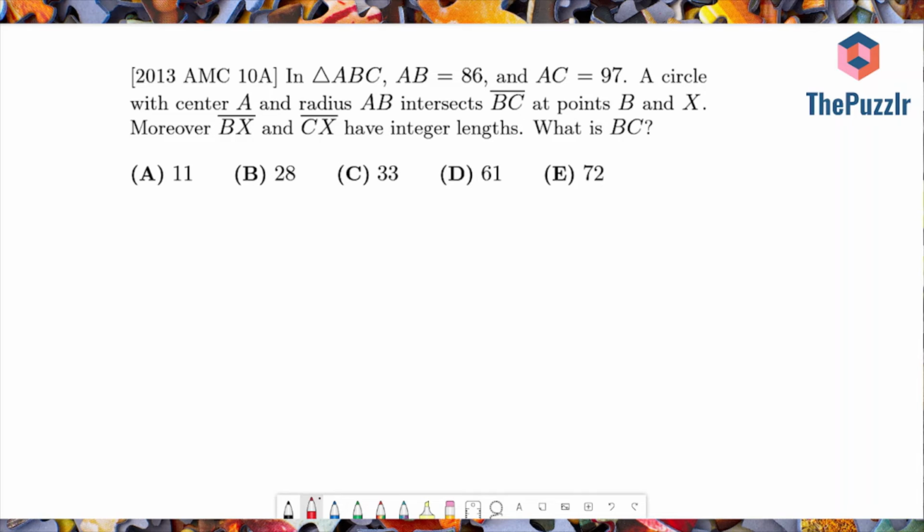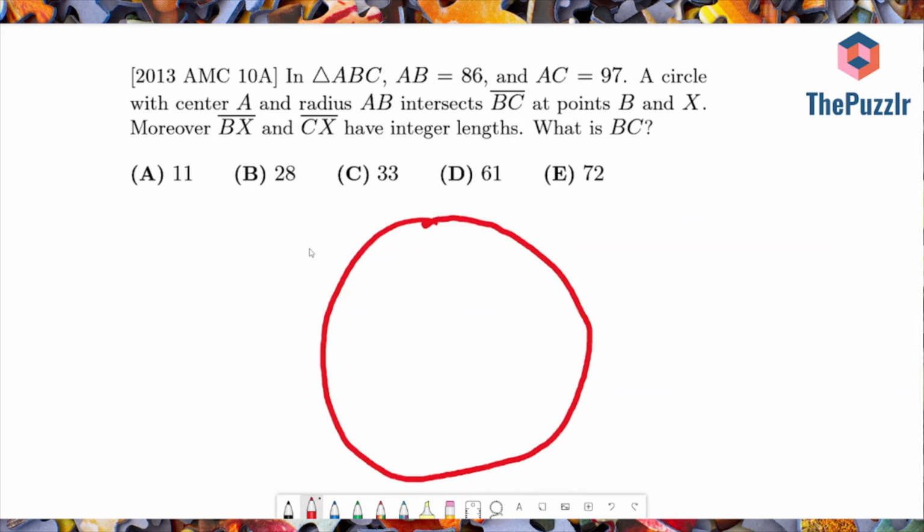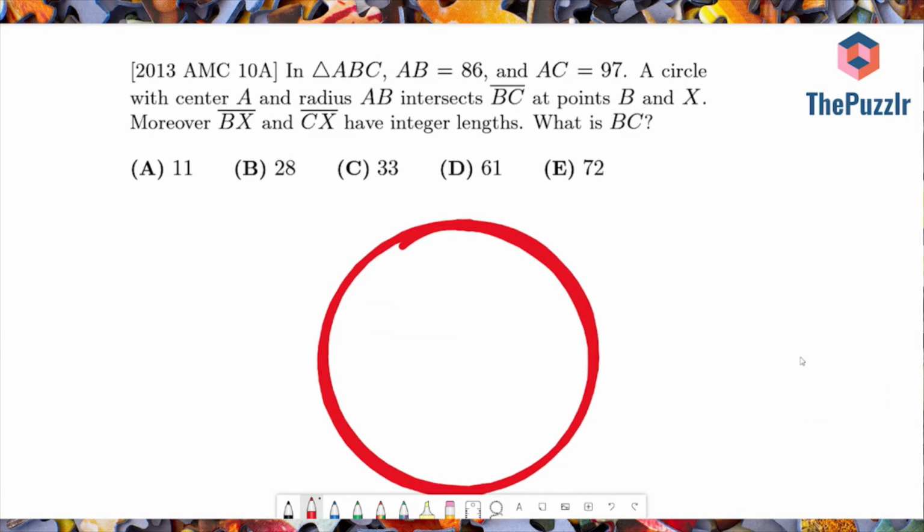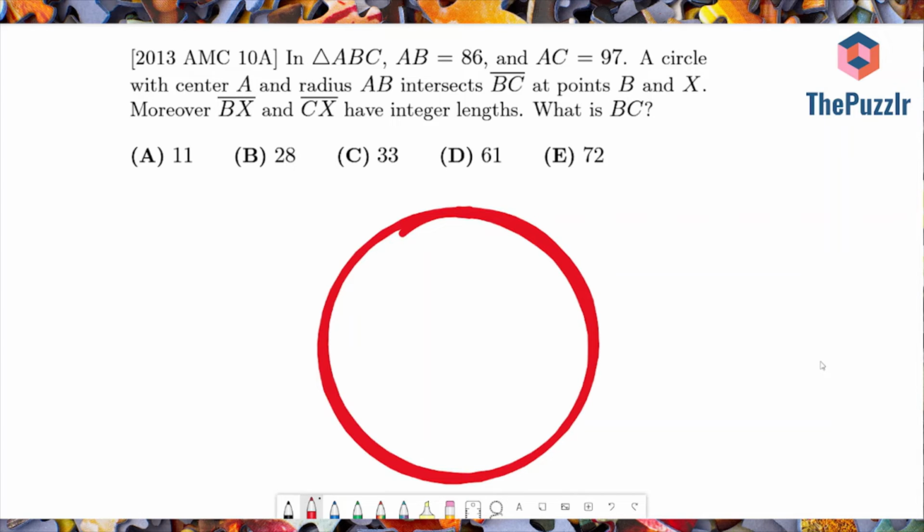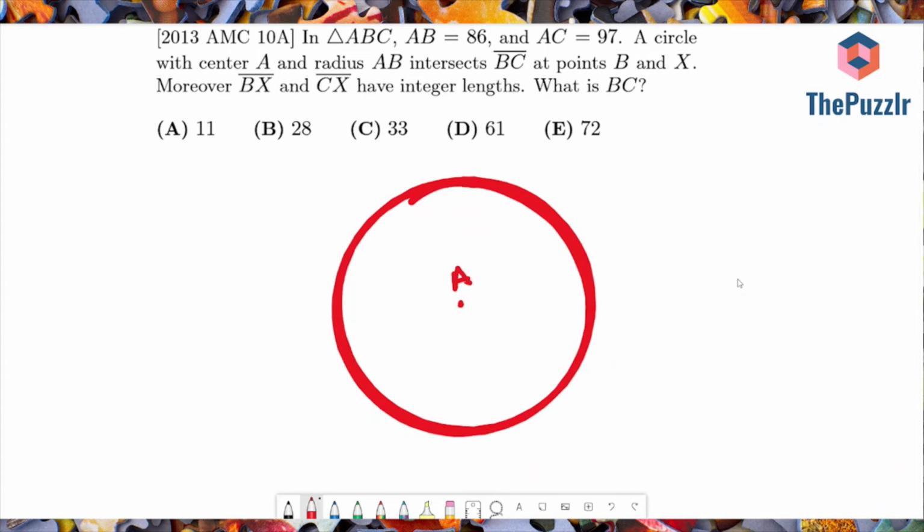Okay, so the first step to solve this problem would probably be to draw a diagram. So let's do that. It's a good idea to start with a circle, because by doing that, it's easier to draw the triangle that'll go inside. Okay, and then we have that ABC inside of here. We have that A is the center. Then we have the radius, so the radius is AB, so I can say this point is B. And then I have the third side, which is AC. And since AC is longer than AB, this is going to go a bit out like this.